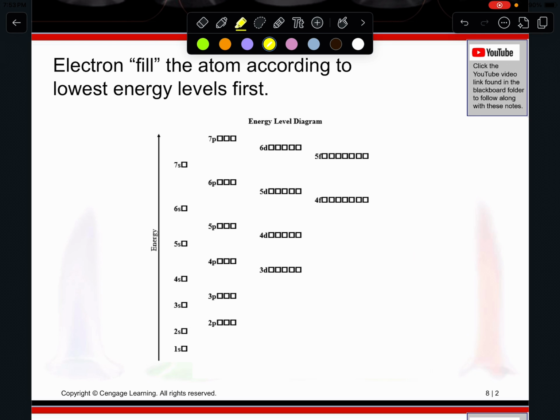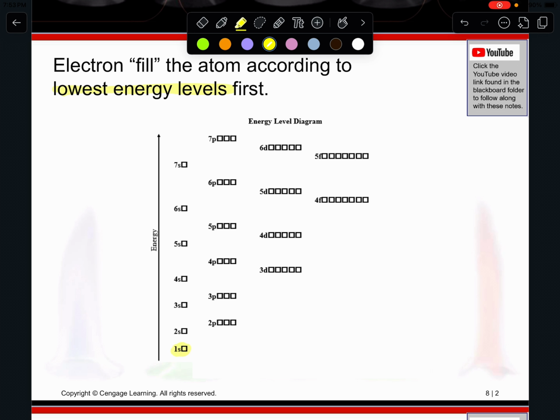When we discuss electron configuration, I always like to bring up the energy level diagram. It kind of helps conceptualize how the periodic table is laid out in terms of orbitals, sublevels, and energy levels. So when electrons fill the atom, it always fills according to the lowest energy level first, and the lowest energy level is the one that is going to be closest to the nucleus.